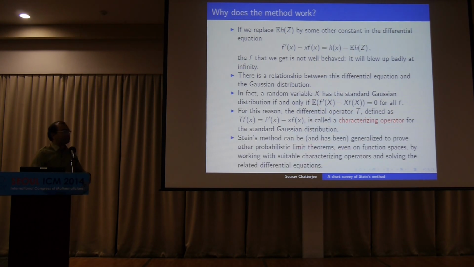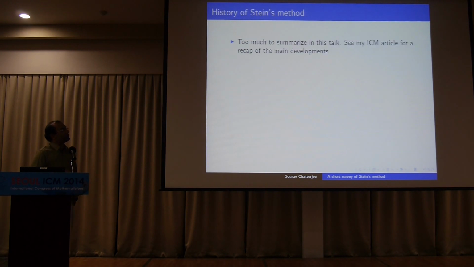And so Stein's method has been generalized to many other settings where you can work with a suitable characterizing operator for a different distribution. Even for convergence of random functions, you can do this. Provided you can cook up a suitable characterizing operator, you can employ Stein's method to work things out. Okay, so the history of Stein's method, it's a lot.